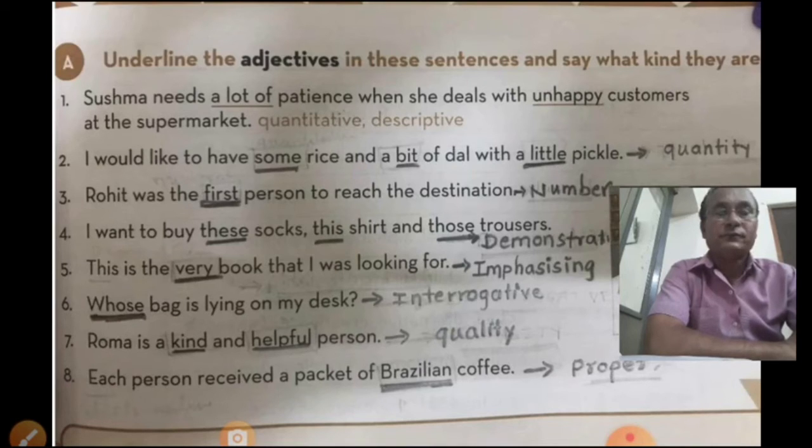Now, seventh one, Roma is a kind and helpful person. Here, how is the girl Roma? It shows Roma's quality. She is kind and helpful. That's why this is called adjective of quality or descriptive adjective, as it describes the noun.